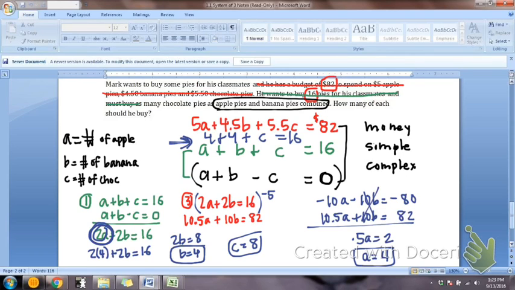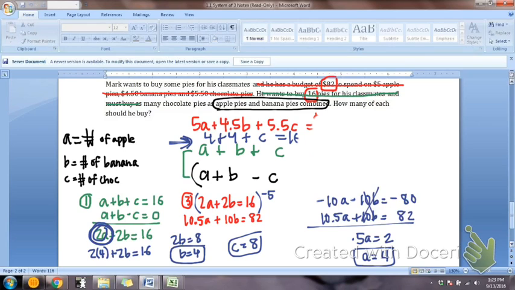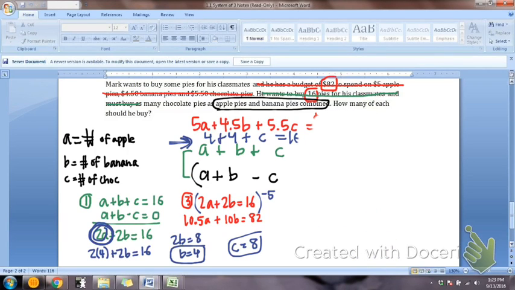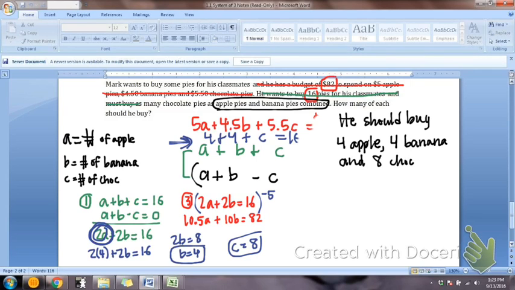Now, because this is a story problem, you need to have your answer in word form as well. So what did we find here? We're in algebra 2, so we're going to write our answers to word problems in sentences as well. How many of each should he buy? He should buy. That's how we're going to start the sentence. So off to the side, he should buy 4 apple pies. Listen, I'm writing, so you should write too. 4 banana and 8 chocolate pies.